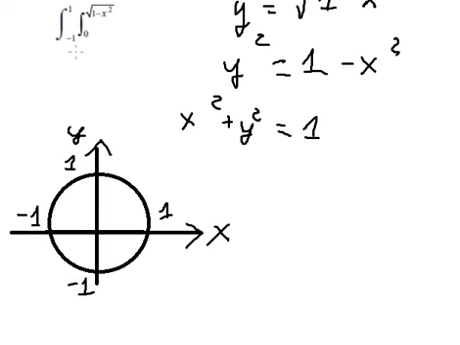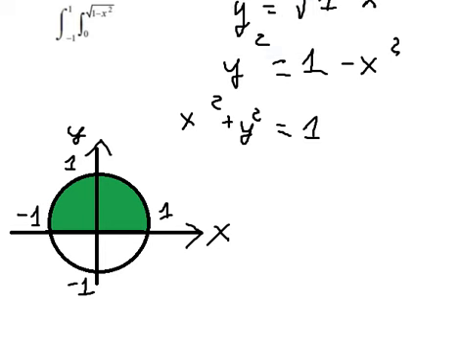If we look at the bounds, we see that for dy they start from 0 to the square root of 1 minus x squared. That means in this area in here, x goes from negative 1 to positive 1. That means the region should be in here.